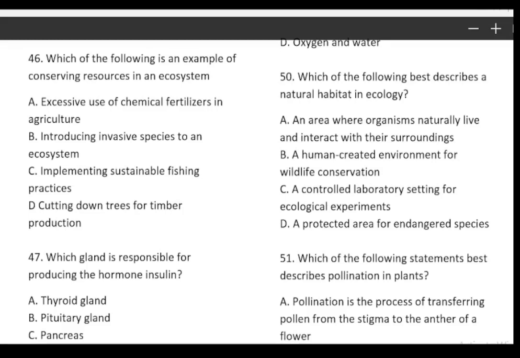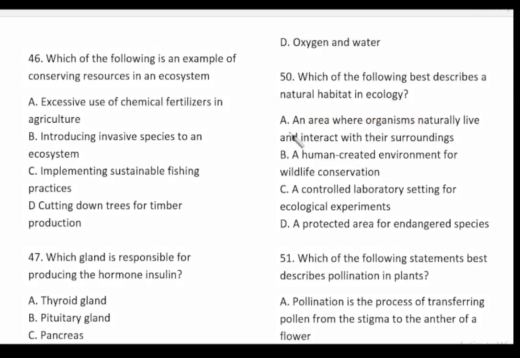And then we have question 50. Which of the following best describes a natural habitat in ecology? A. An area where organisms naturally live and interact with their surroundings. B. A human-created environment for wildlife conservation. C. A controlled laboratory setting for ecological experiments. And D. A protected area for endangered species.